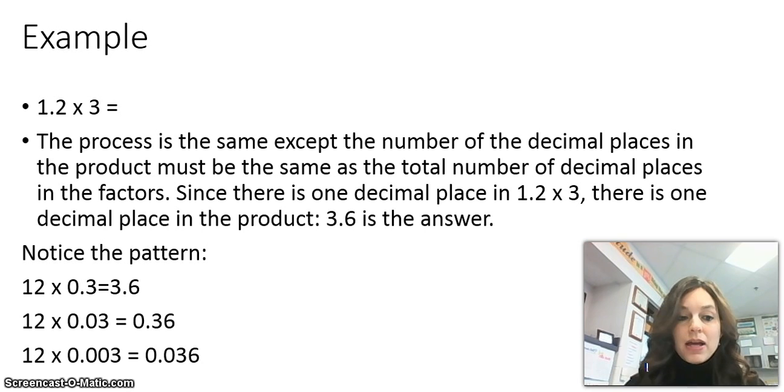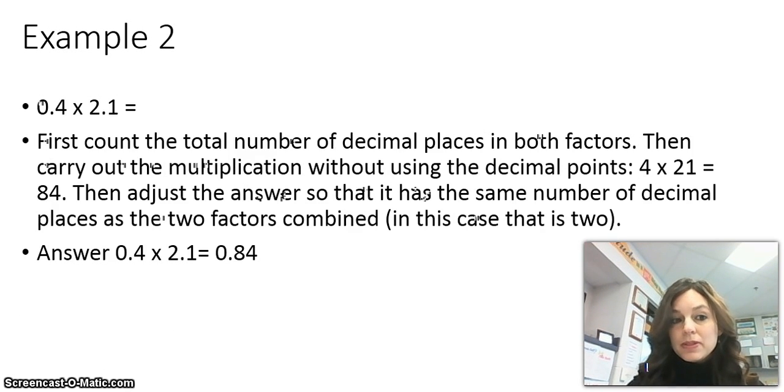So notice the pattern. If we have 12 times 3/10, we get 3 6/10. If we have 12 times 300ths, we get 3600ths. And if we have 12 times 3000ths, we get 36 thousandths. We'll learn more about this as we do the practice problems.